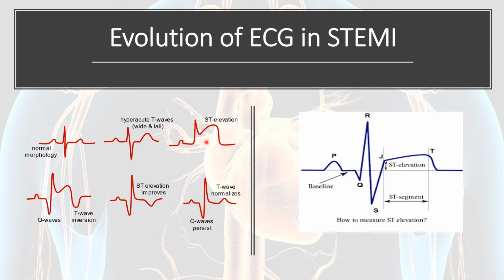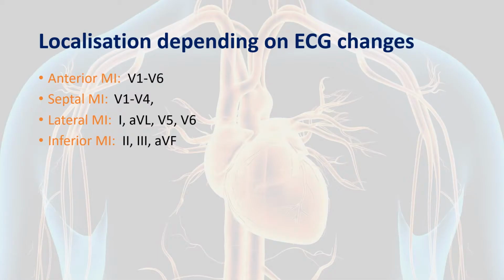In acute MI, QRS complexes merge with T waves. In patients with evolved MI, usually after 12 to 24 hours, Q waves develop and ST segment comes back to baseline. Initially, T waves are inverted, but eventually they become upright. We can localize the affected area of the heart according to the ECG changes.